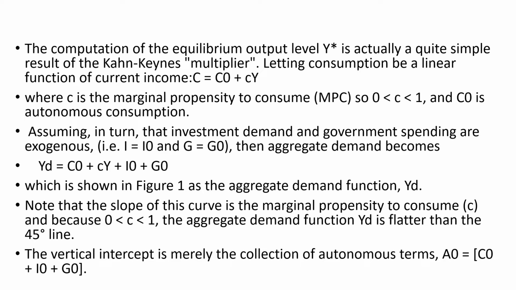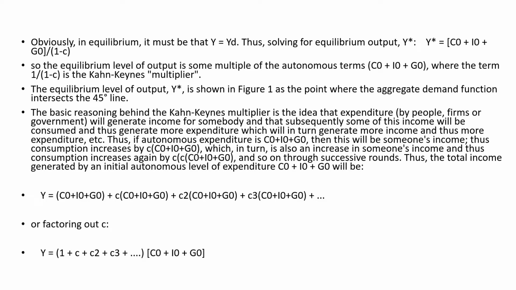In this case, the aggregate demand would be C0 plus cY plus I0 plus G0. We have to understand that in the case of the aggregate demand function YD, the slope of the curve would be the marginal propensity to consume, which is a value between 0 and 1. And the aggregate demand function YD is flatter than the 45-degree line. The vertical intercept is a collection of autonomous terms, that is A0, equal to C0 plus I0 plus G0.